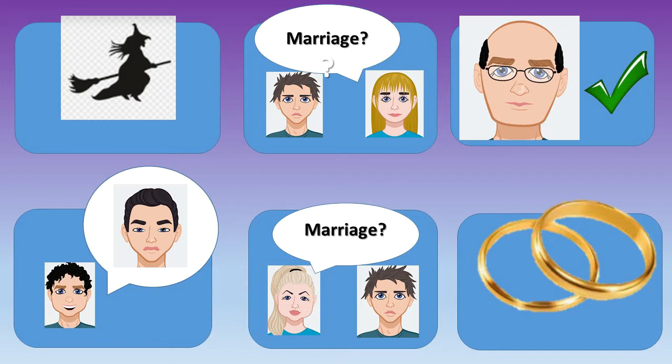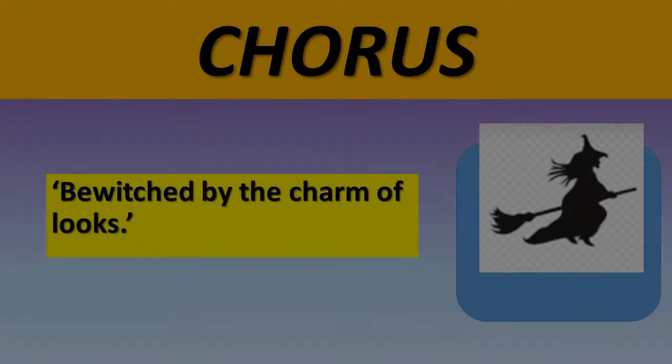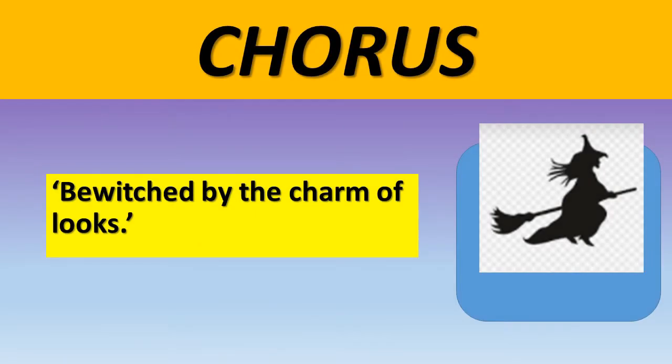And now let's think about quotes that we need to know. So, quotes to know for Act 2. The chorus at the beginning says that they have been bewitched by the charm of looks. It's quite interesting thinking about the different ways that we can feel towards Romeo and Juliet. Are we meant to be seeing them as quite naive and acting far too quickly here?